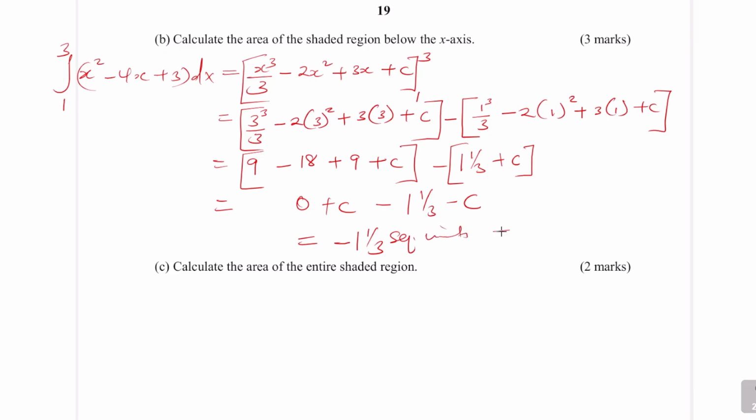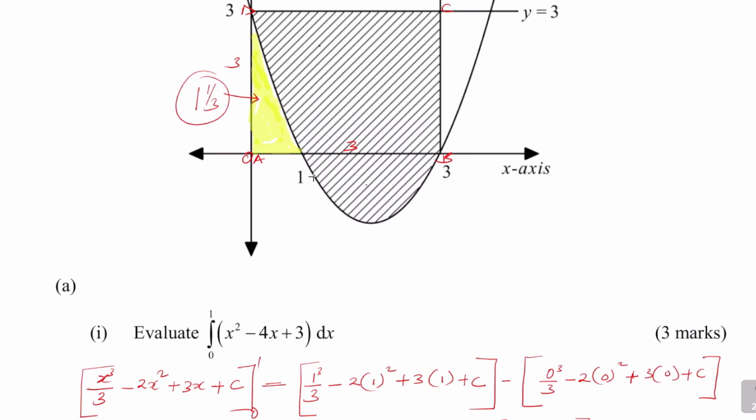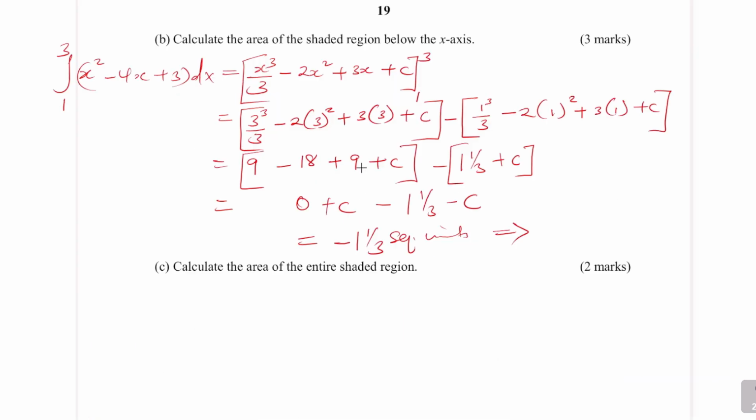Now we are not going to leave the answer like that, because it's not possible to get a negative area. The negative only implies that the area you are calculating falls below the x-axis. That is the meaning of that negative. Otherwise, when you're writing the answer, take the absolute area, that means the area with only a positive sign. So you write it as 1 and a third square units.